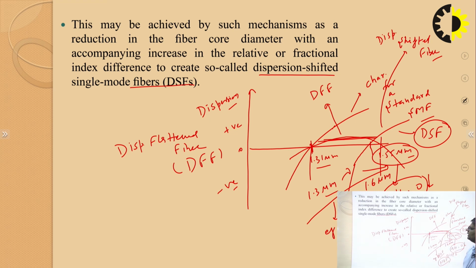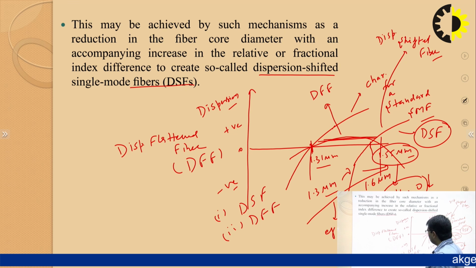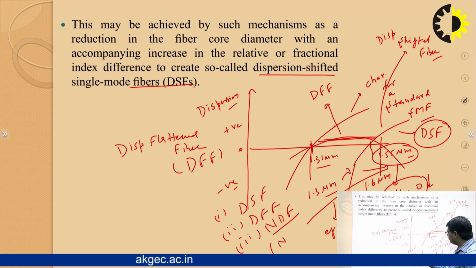So accordingly we can get different types of dispersion modified fibers, such as the first type, dispersion shifted fiber, another type, dispersion flattened fiber, and another type, negative dispersion fiber, NDF, or that can be positive, or we can say that it is non-zero.